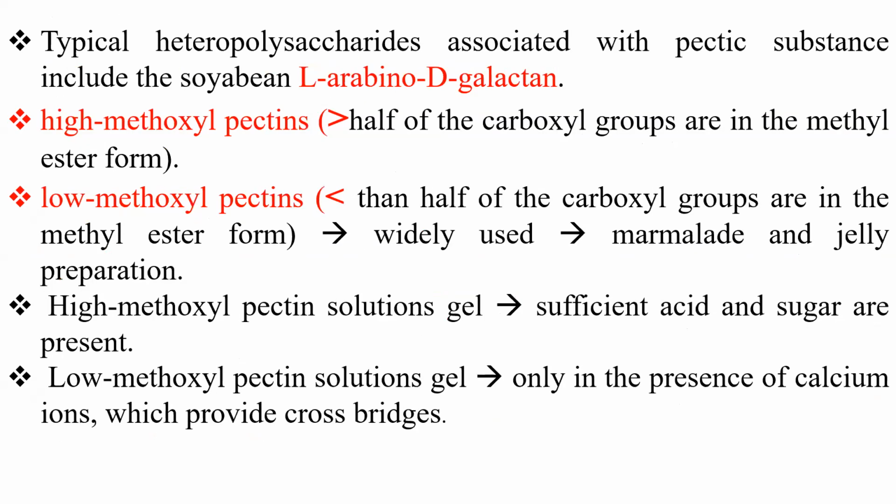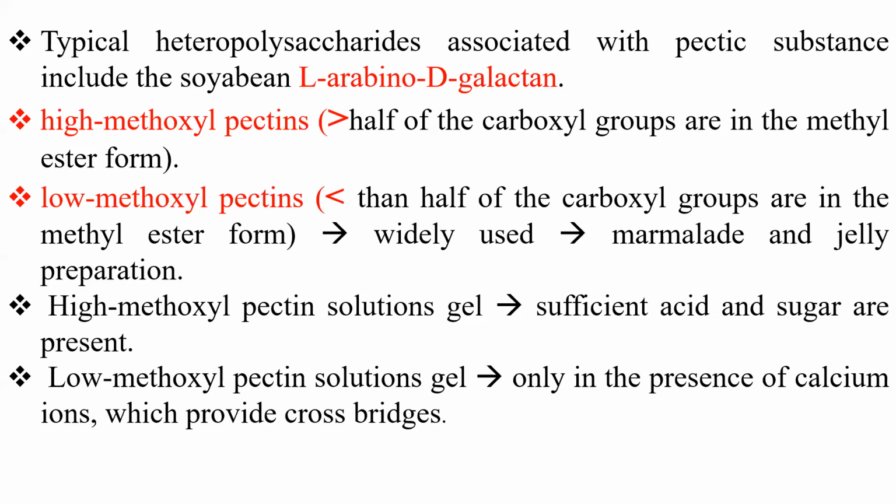Pectin is a typical heteropolysaccharide. Associated pectic substances include the soybean L-arabino D-galactan. Pectins are divided into two classes, high methoxyl pectins and low methoxyl pectins. In high methoxyl pectins, more than half of the carboxyl groups are in the methyl ester form, whereas in low methoxyl pectins, less than half of the carboxyl groups are in the methyl ester form. Low methoxyl pectins are widely used for preparation of marmalade and jelly.